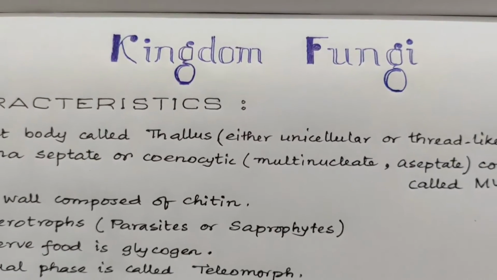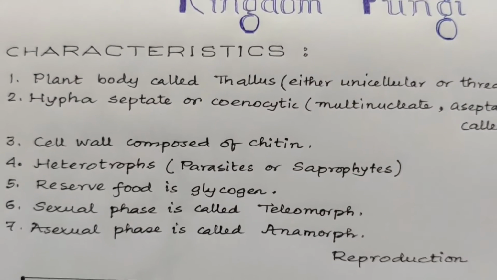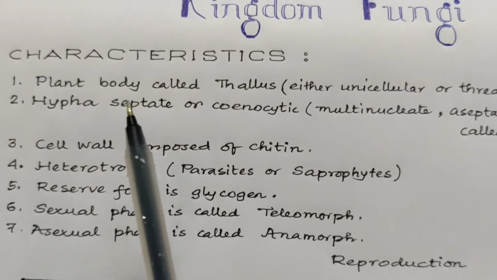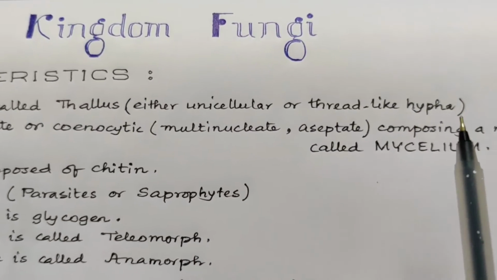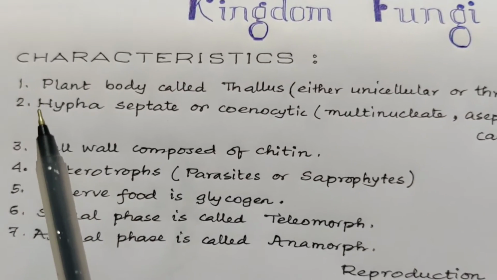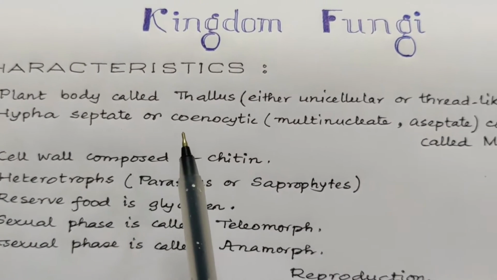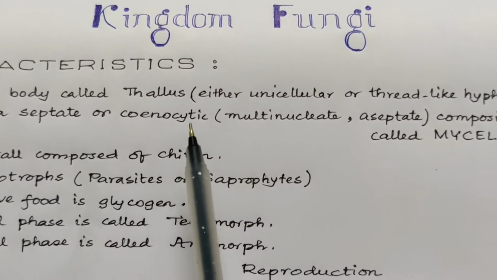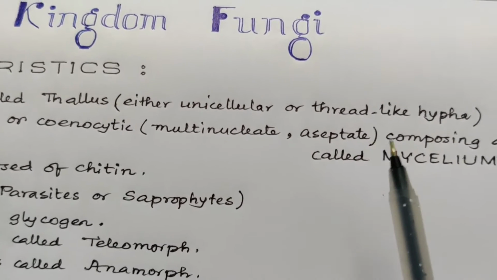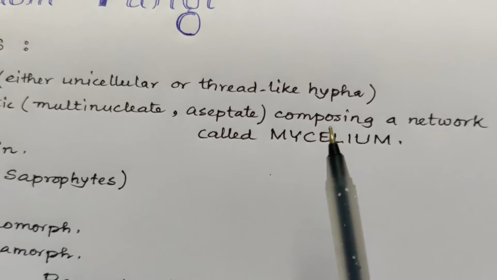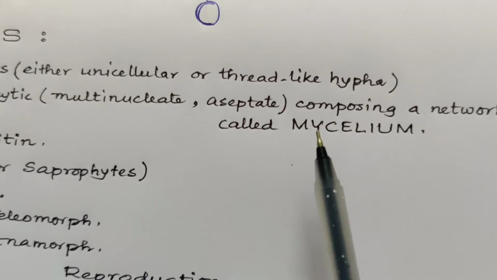We are going to learn a few shortcuts in Kingdom Fungi. The characteristics. Here we have the plant body called thallus, that is either unicellular or thread-like hypha. Number 2, the hypha may be septate, meaning containing wall, or coenocytic. The word coenocyte means multinucleate and aseptate means no wall. It composes a network, a spider web-like structure called mycelium.